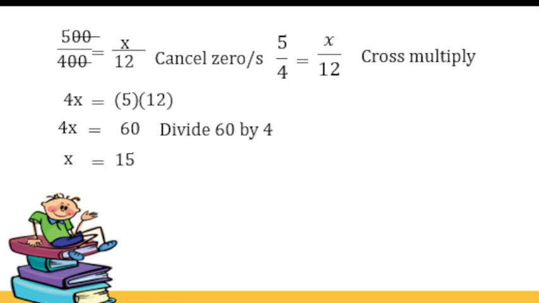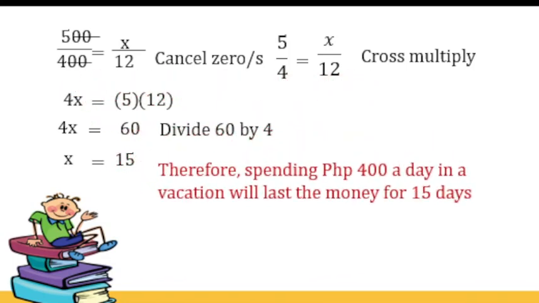So now, if you will spend 400 pesos a day in your vacation, instead of staying for 12 days, that will become 15 days. Again, spending 400 pesos a day in a vacation will lengthen your number of stays in the place where you go. So that will become 15 days.